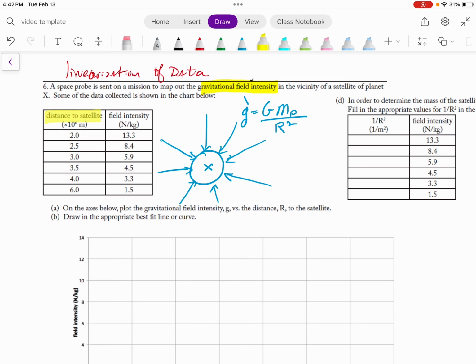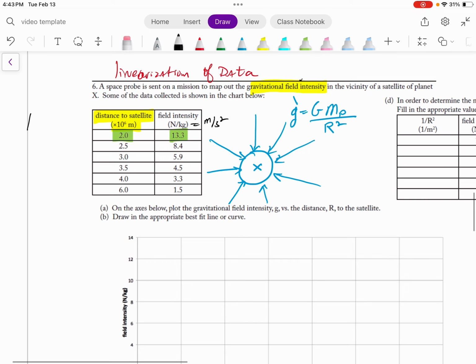We have the distance to the satellite times 10 to the 6 meters. So that's 2 times 10 to the 6th meters. I believe that's 6 zeros, right? So 1, 2, 3, 4, 5, 6. That's 2 million meters. 2.5 times 10 to the 6 meters, 3 times 10 to the 6 meters, and so forth. And at that location, 2 times 10 to the 6 meters, the gravitational field intensity is 13.3 newtons over kilograms. Newtons over kilograms is the same as meters per second squared.